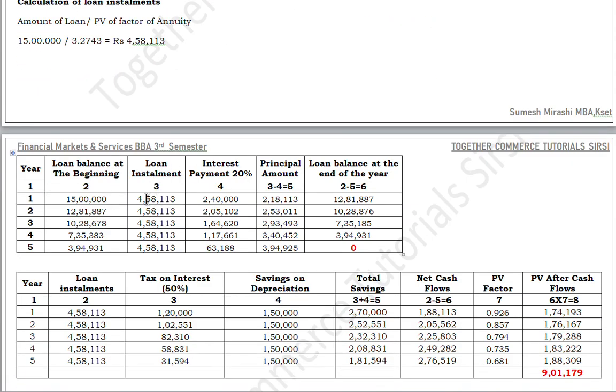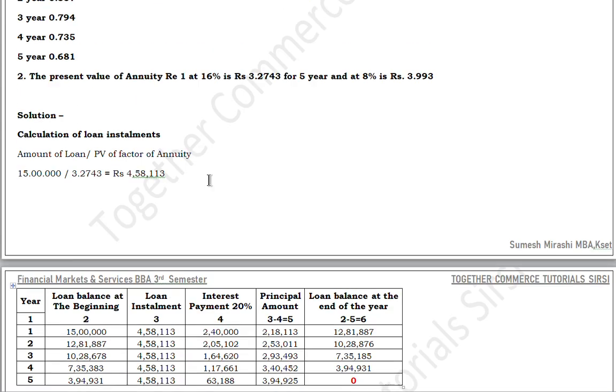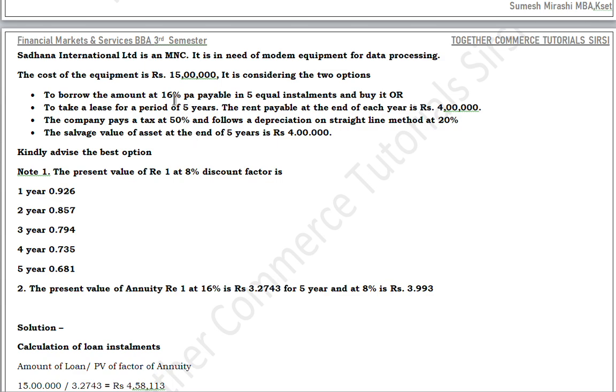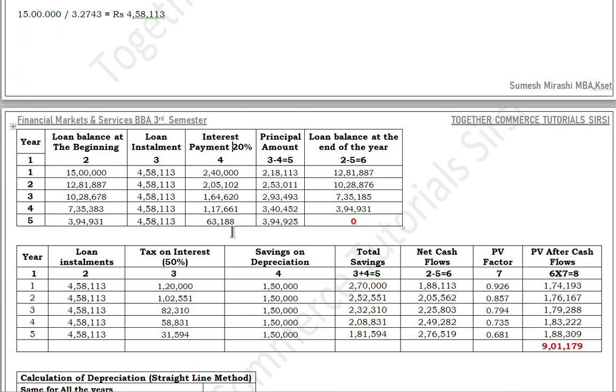Then the second column is installment, that is taken from here. It is same for all the years. Then the fourth column is calculation of interest, 15 lakh into 20%. Sorry, the interest is 16%. There is a typing error here. Please make it 16%. So 15 lakh into 16% gives you 2 lakh 40,000. 12 lakh 81,887 into 16% gives you 2 lakh 5,102, and so on.